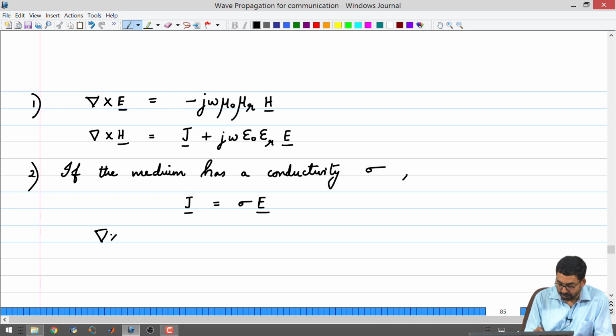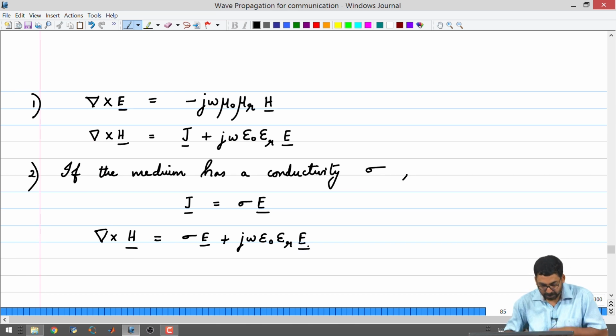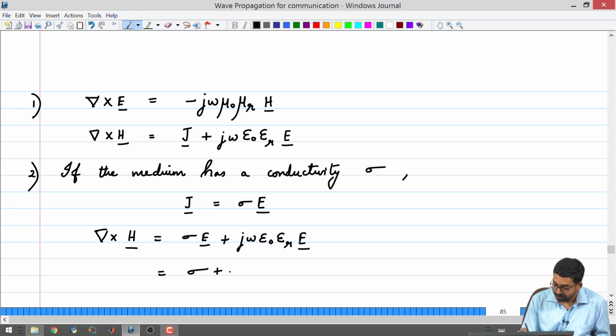So we can start with del cross H. You can write this down as sigma E plus j omega epsilon naught epsilon r. You can take the constants out, and you can say that it is sigma plus j omega epsilon naught epsilon r times E.